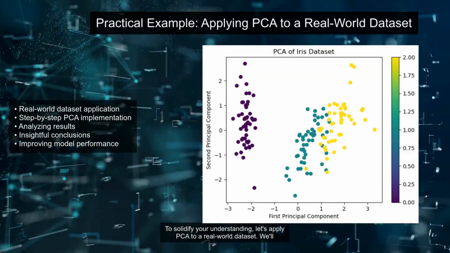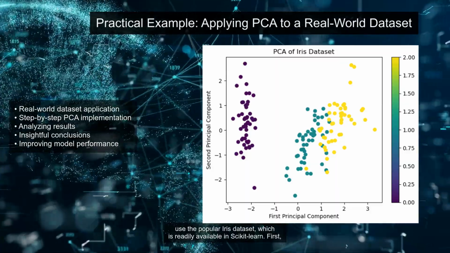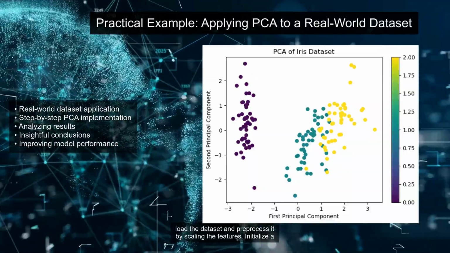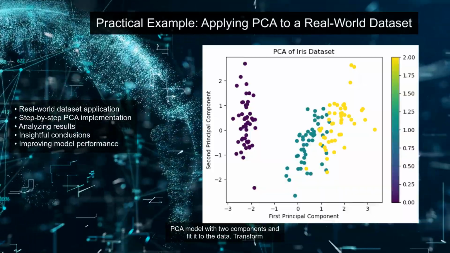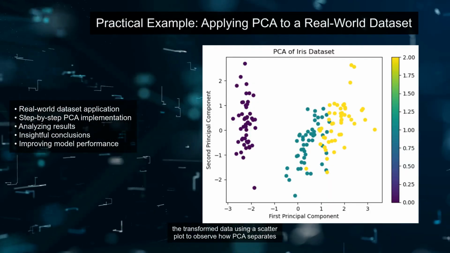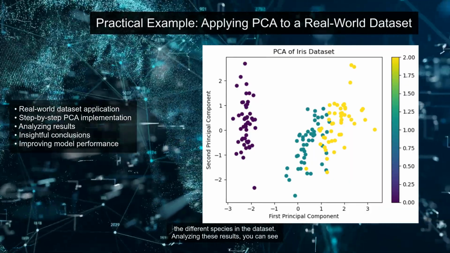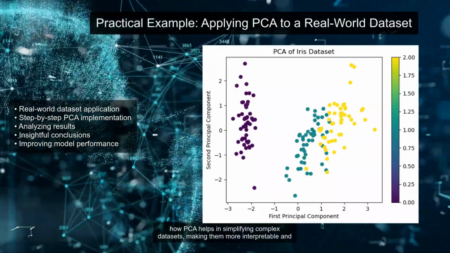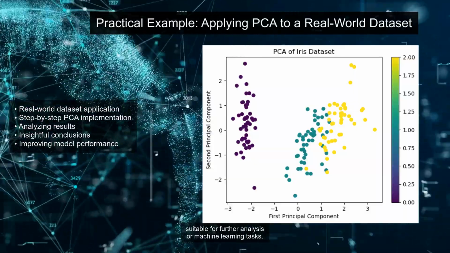To solidify your understanding, let's apply PCA to a real-world dataset. We'll use the popular iris dataset, which is readily available in Scikit-learn. First, load the dataset and preprocess it by scaling the features. Initialize a PCA model with 2 components and fit it to the data. Transform the dataset to reduce its dimensionality while retaining the essential variance. Visualize the transformed data using a scatter plot to observe how PCA separates the different species in the dataset. Analyzing these results, you can see how PCA helps in simplifying complex datasets, making them more interpretable and suitable for further analysis or machine learning tasks.